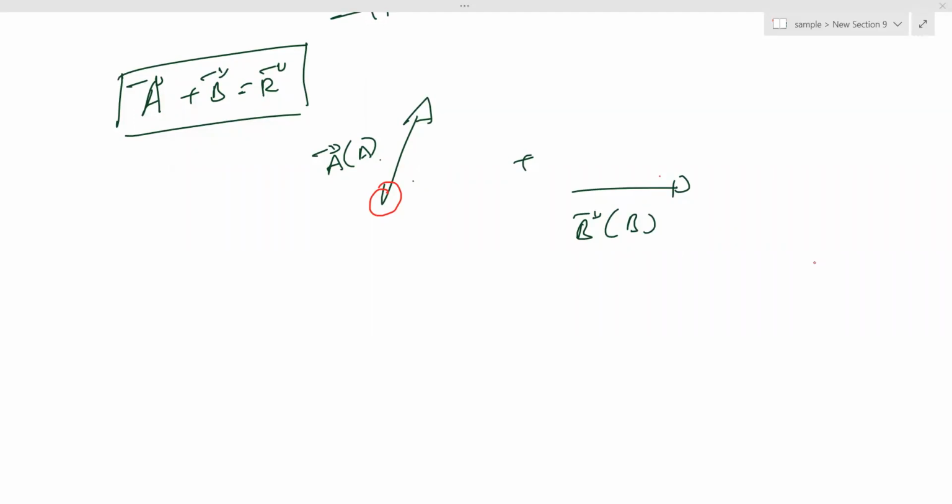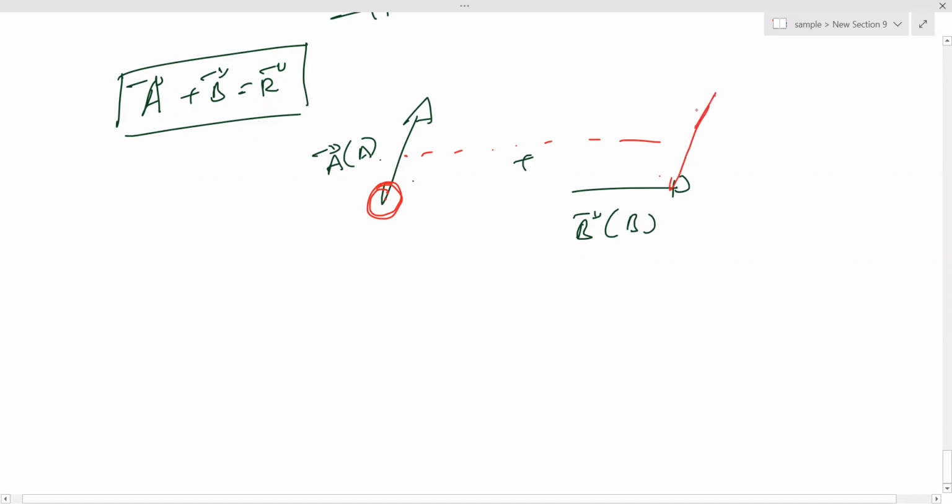Sir, but we have to join the tail to tail only, no, sir? That is for finding out the angle. Addition here, I'll tell you, you'll be able to relate more also. So you join the tail of one vector with the head of another vector. That means you can shift parallelly like this.